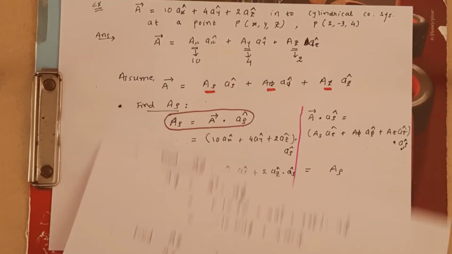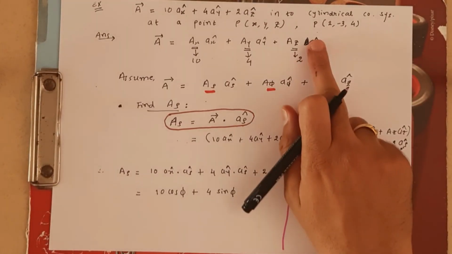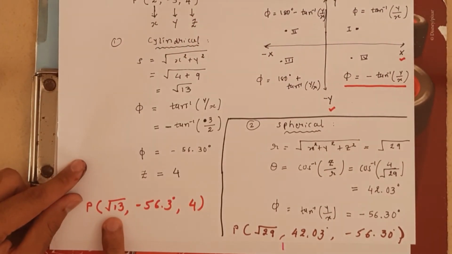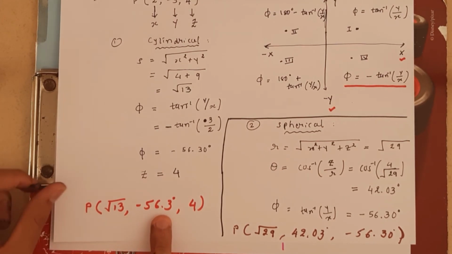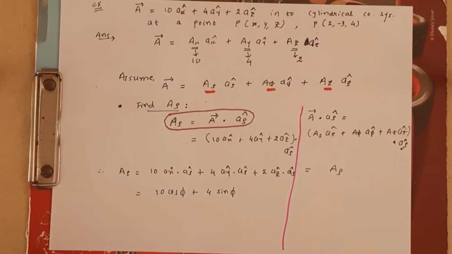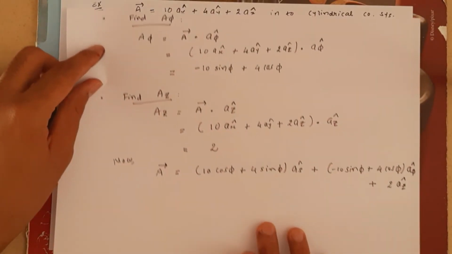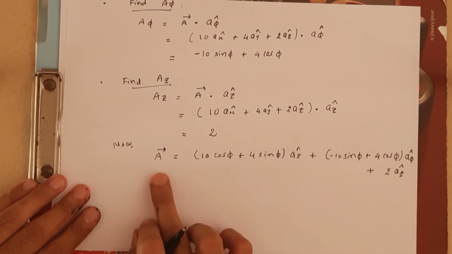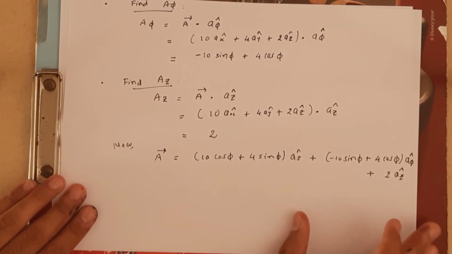Whatever the value of phi that you find, you just have to put it here. See here, 2, minus 3 and 4. For 2, minus 3 and 4, the value of rho is under root 13. The value of phi is minus 56.3. So in this example, I just have to put the value of phi equal to minus 56.3, do the calculation and find out the vector A.